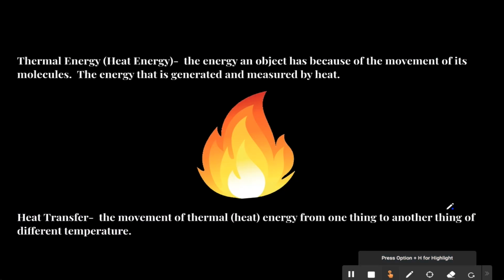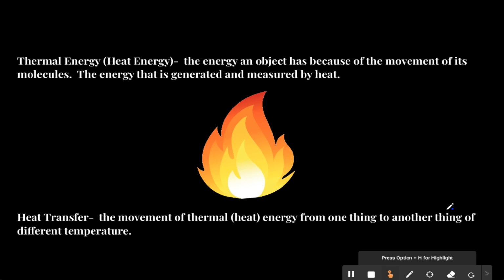Thermal energy, otherwise known as heat energy, is the energy an object has because of the movement of its molecules. In other words, it's an object's energy that is generated and measured by heat. So one great thing about thermal energy is there's such a thing called heat transfer. And heat transfer is when the heat from one object can be given to another object.